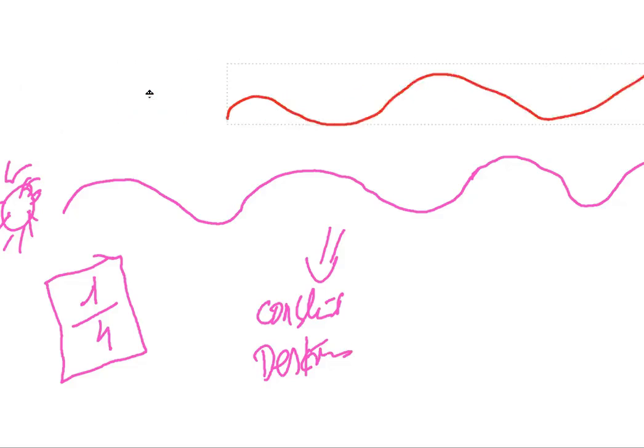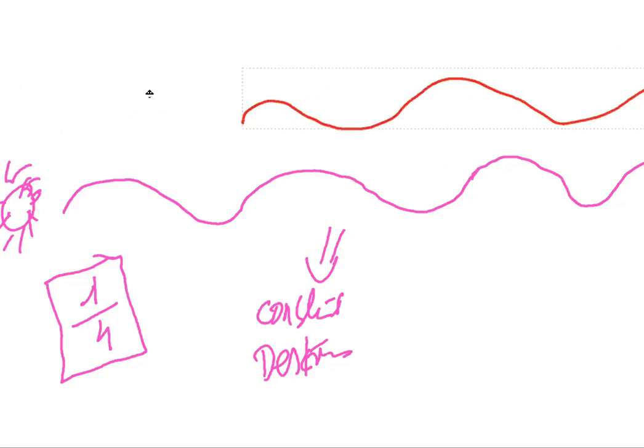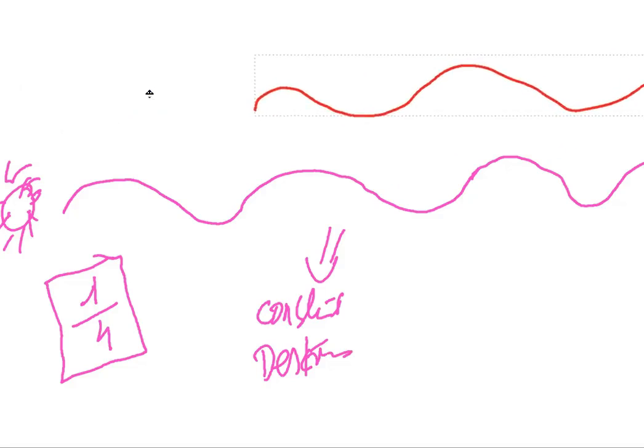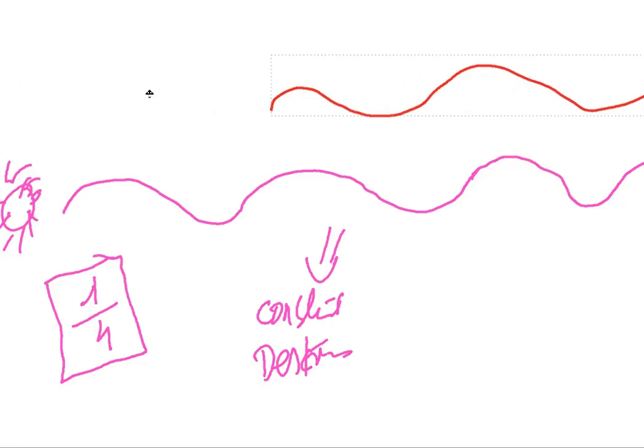If this comes over here, then it will be coherent. Both sources are coherent, but this will give me constructive interference because the phase difference is 0. Okay, got it? Yeah, I got that.